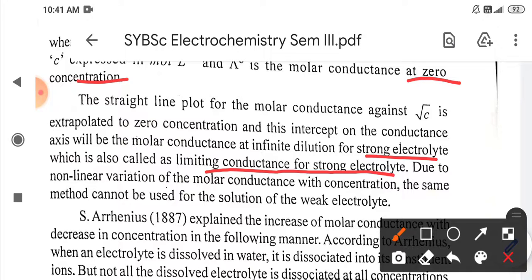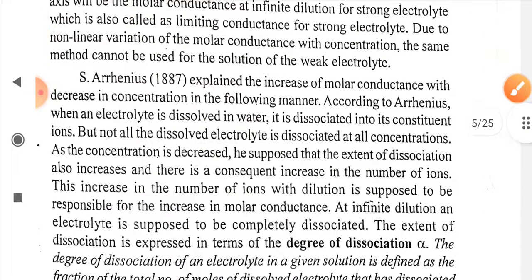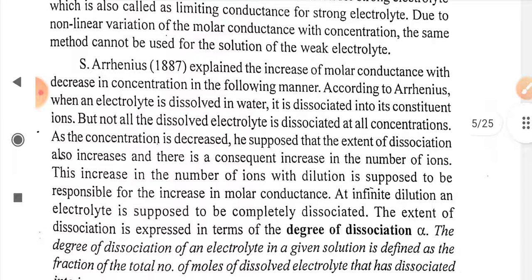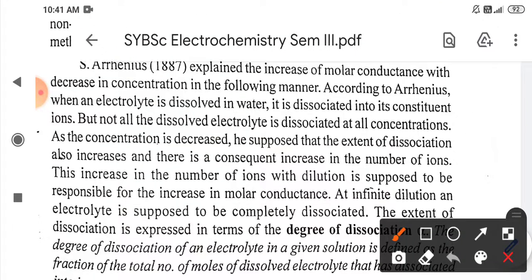Due to the non-linear variation of the molar conductance with concentration, the same method cannot be used for the solution of a weak electrolyte. In order to find out how a weak electrolyte changes its conductance, Arrhenius has explained the increase in the molar conductance with the decrease in the concentration.